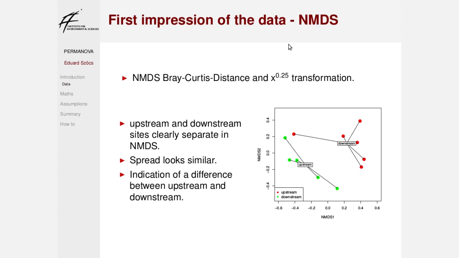We see that the upstream and downstream sites separate from each other. This is an indication that the communities differ between these sites. Or we can look at the spread. Here perhaps we have a little bit lower spread than here, mainly because of this point. But in general we would say this plot strongly indicates that there is a difference between upstream and downstream communities. So we want to test it. We can test this using PERMANOVA.